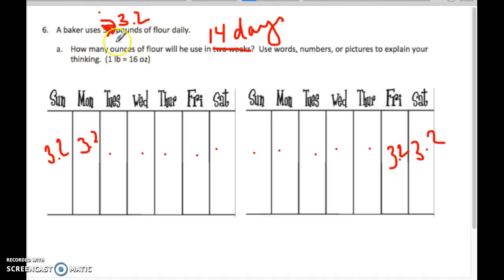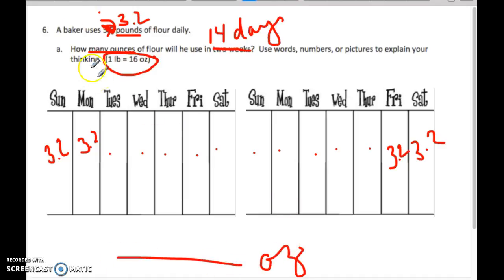And you'll notice that that gives me pounds. And the question is asking me how many ounces. And they even showed me right here. They said, hey, remember that a pound is equal to 16 ounces. So I could either figure out how many pounds and then make that conversion to ounces, or I could convert this to ounces right away and figure out how many amounts of days. Either way, that will tell me how much flour he has in 2 weeks. And I'll have that amount, and I'll have ounces here.